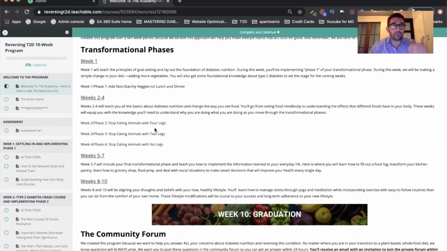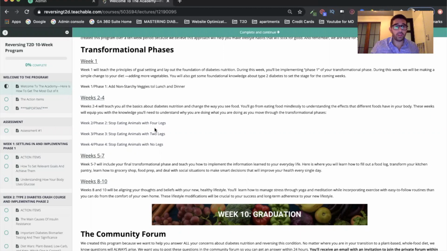Now on week number 3, you will go ahead and stop eating animals with 2 legs, as well as animals with 4 legs. So by week number 3, you are already not eating chicken, turkey, beef, pork, any animals with 2 or 4 legs, but you can still eat fish and shellfish. So the change again is not that overwhelming. You do this for a whole week, okay? So you give yourself time.